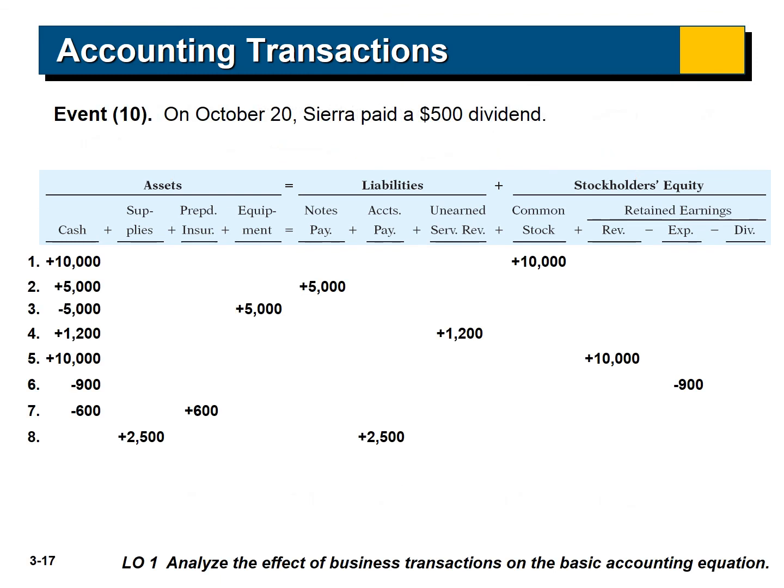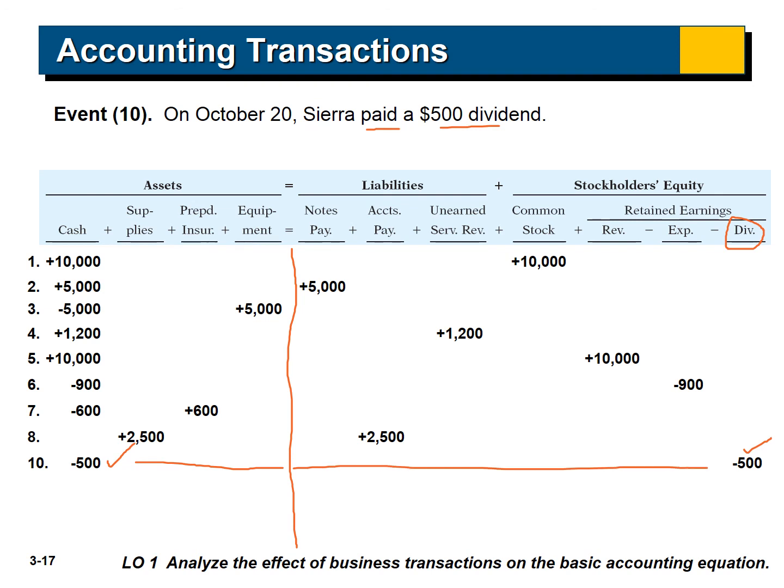Event 10, October 20th, Sierra paid a $500 dividend. All right, they paid. And you see this paid, that means cash going out. And a dividend is a distribution or a payment to your stockholders. And we have a separate account specifically for that. So we're going to have our cash going out, and we have our dividends going out. And so again, a minus 500 on this side, minus 500 on this side, they balance out.